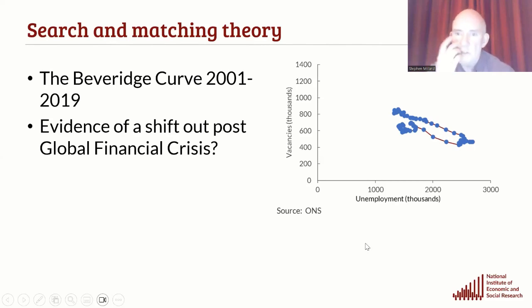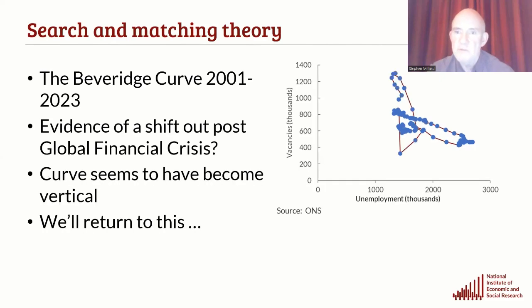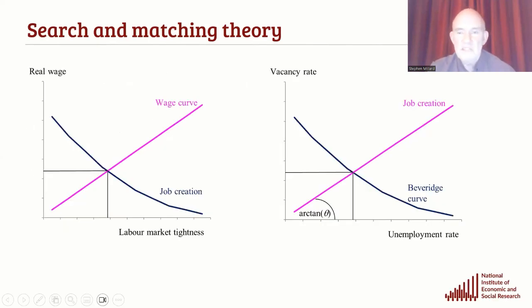Then in the 2020s, something really strange happened. The Beveridge curve has become a kind of straight line up. We'll come back to that. So, back to the theory.